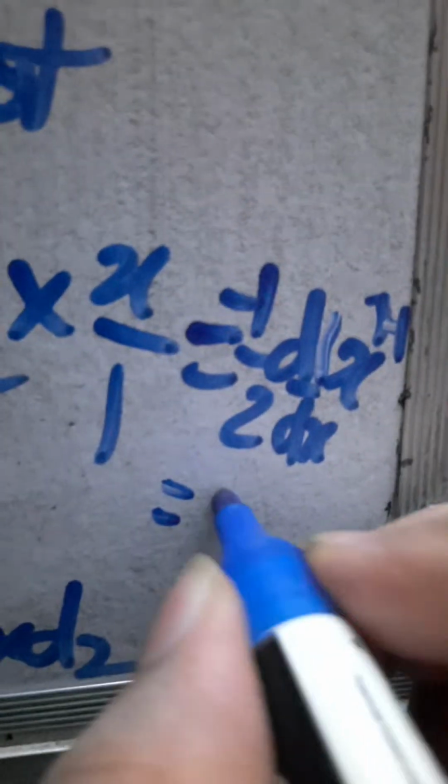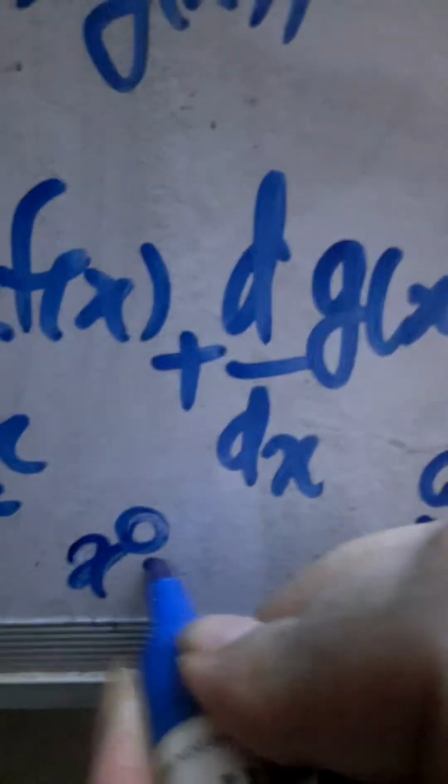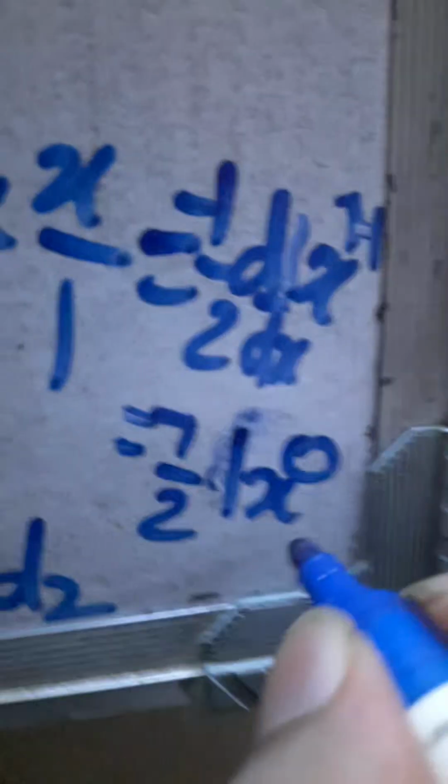So it would be minus 1 by 2, and x raised to 1 minus 1. The derivative is cancelled because we have applied the formula. So 1 times x raised to 0, since 1 minus 1 is 0, and anything raised to 0 is always 1. So this is 1, and anything into 1 is itself.